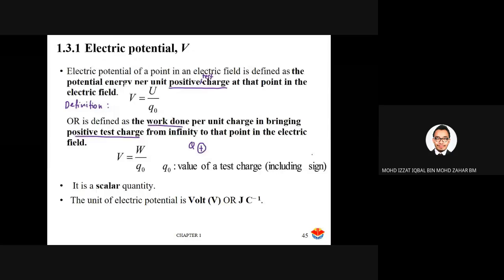Okay, let's say I have a positive test charge, I put this one as plus and I put this one as Q naught, from infinity. So initially R is equal to infinity, and then it is brought from infinity to a certain point. Let's say I put it over here, R, let's say, equals A. This is the distance from Q naught to this point.